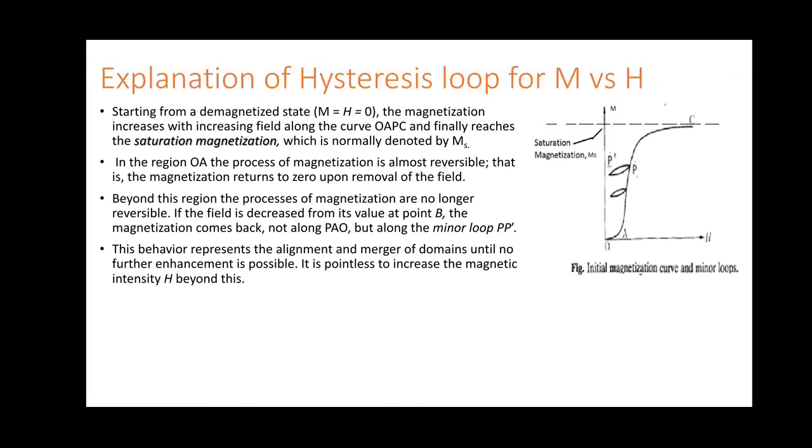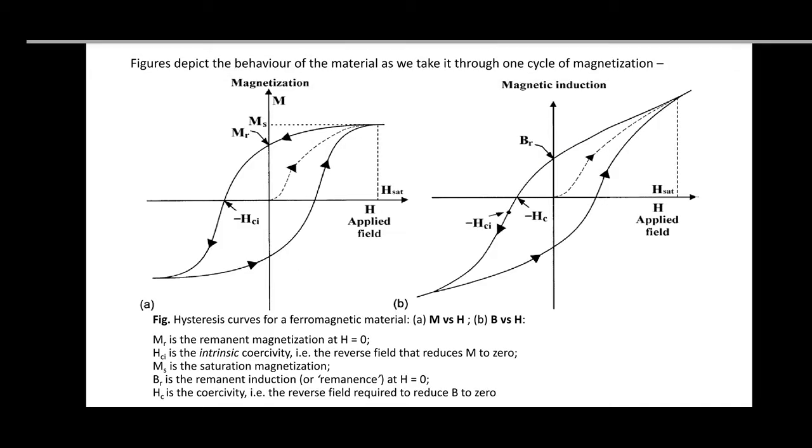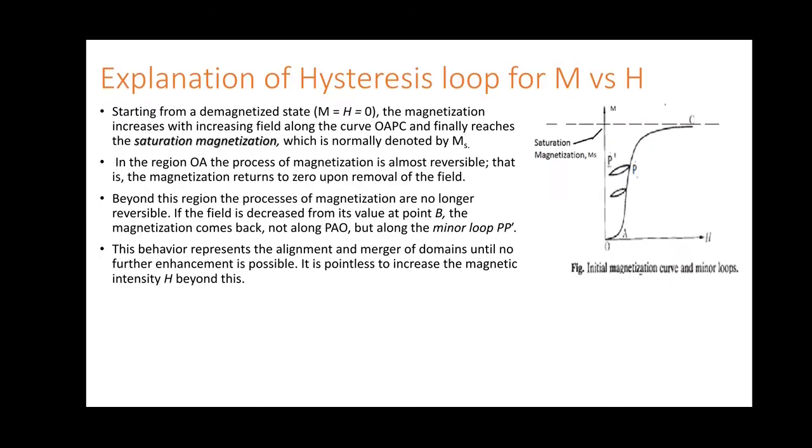Starting from the demagnetized state, magnetization increases with increased field, as we see along this curve OAPC, and finally reaches the saturation point, which is denoted by Ms.